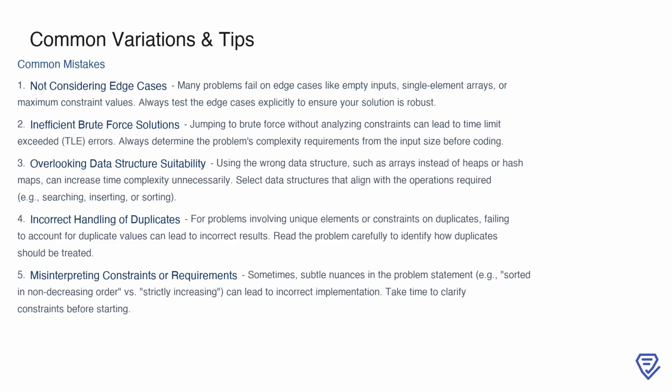Handling duplicates incorrectly is another common oversight. Problems often specify how duplicates should be treated, so read the problem statement carefully to avoid errors. Lastly, misinterpreting constraints or requirements, such as confusing non-decreasing order with strictly increasing, can lead to incorrect solutions. Always take the time to clarify these nuances before you start coding.